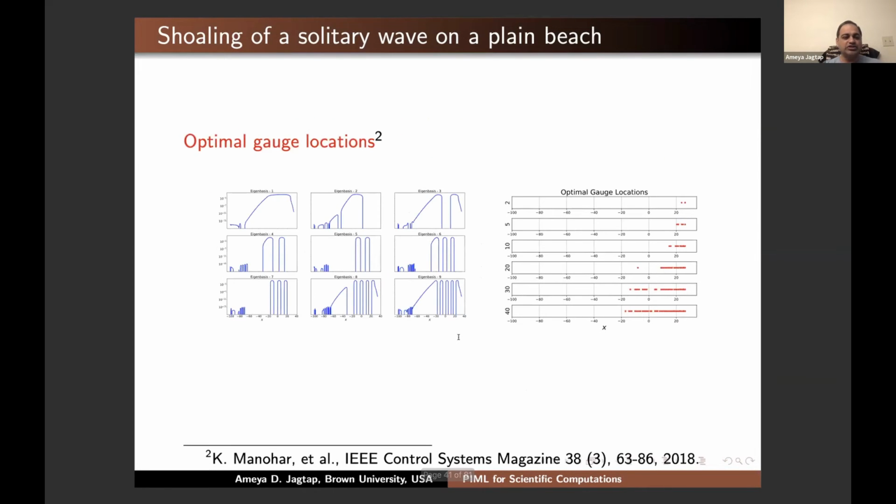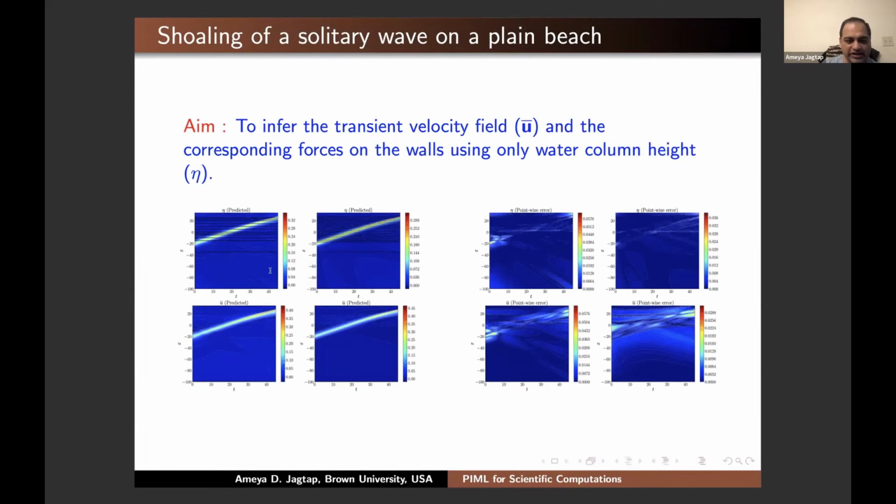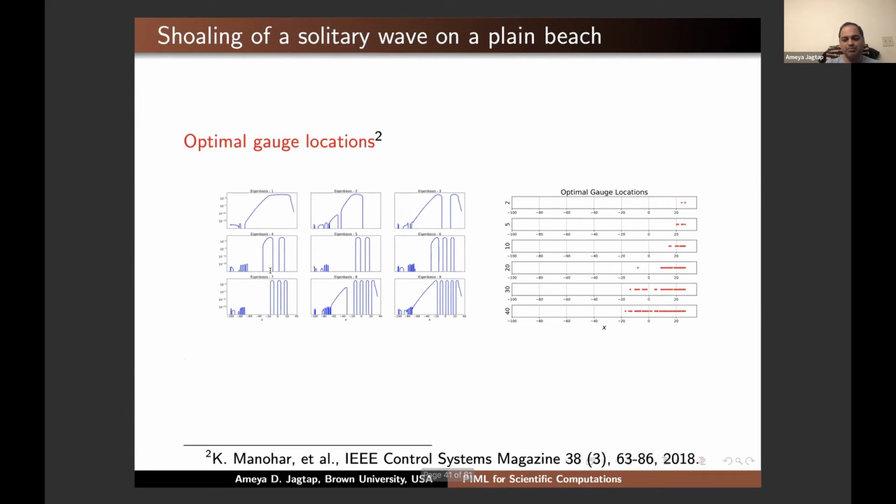Well, now the next question is how to choose the optimal location for gauges, and that can also be done. Once we have the full information about eta, we can find the SVD of eta. Then, from the orthogonal matrix U, when you do QR factorization, the pivot values of that QR factorization basically give the optimal gauge locations.